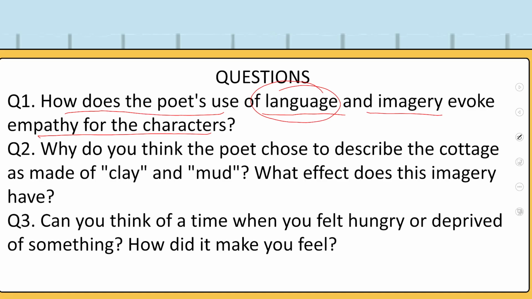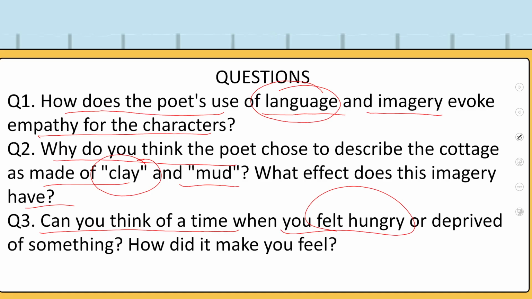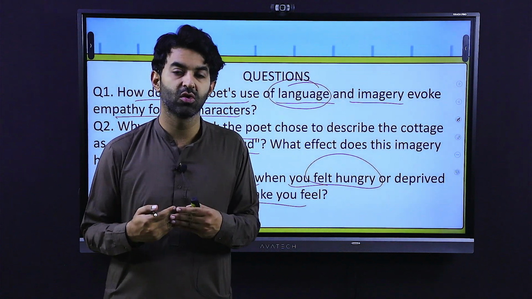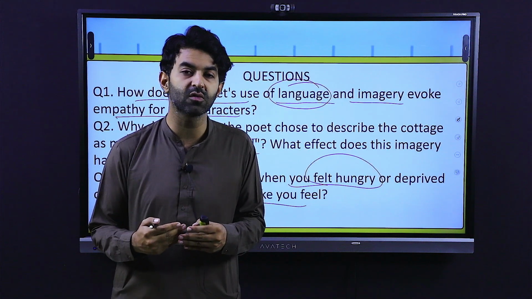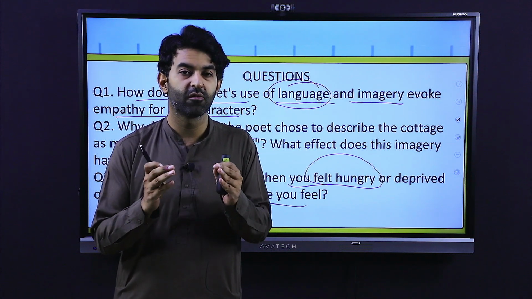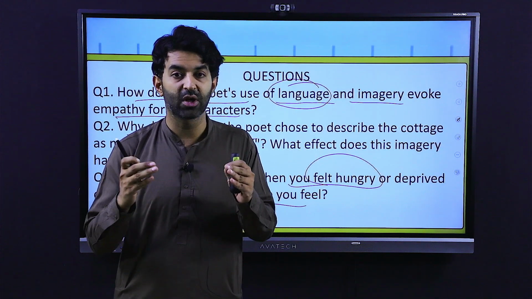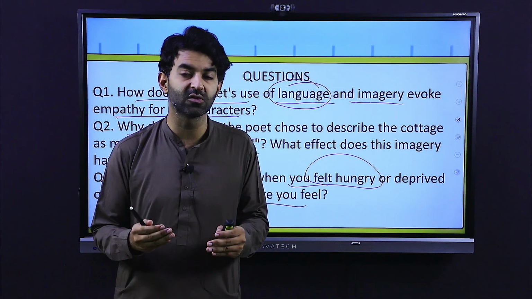You can solve the rest of these questions by yourself. Why do you think the poet chose to describe the cottage as made of clay and mud? And what effect does this imagery have? Then, can you think of a time when you felt hungry or deprived of something, and how did it make you feel? Now, this is a question that relates to you. You have to answer it with your experience and use very good formal language. You can use some imagery to describe your answer.